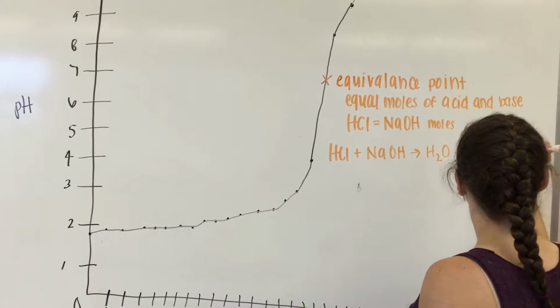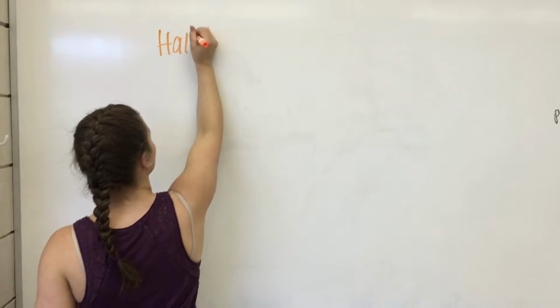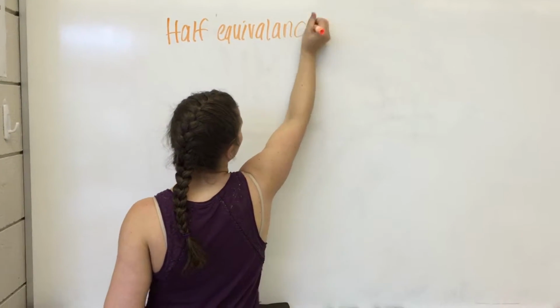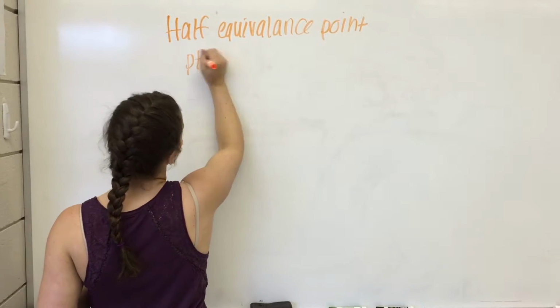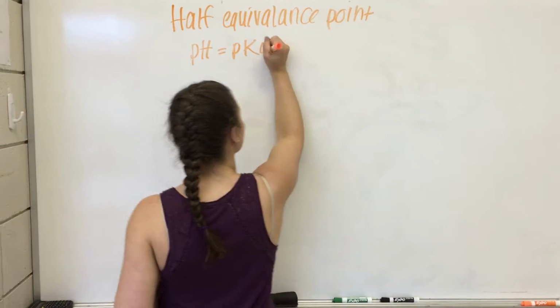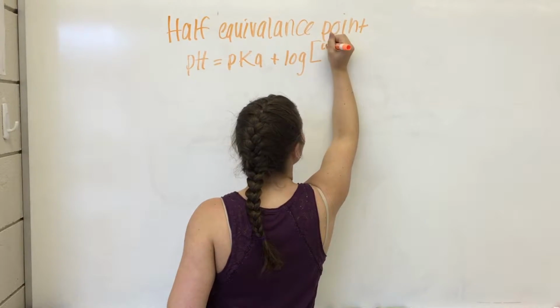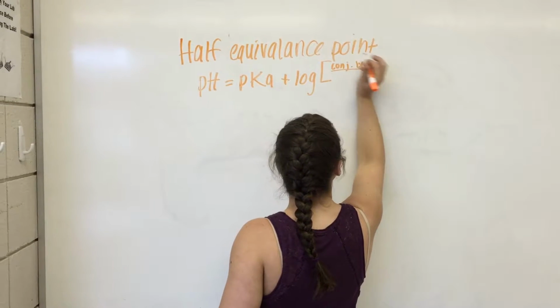We will now identify and explain the half equivalence point. Olivia is writing out an equation present on the AP Chemistry equation sheet that relates pH to pKa. The equation mentions the log of conjugate base over acid. In this case, the acid is HCl, and its conjugate base is the ion Cl-.